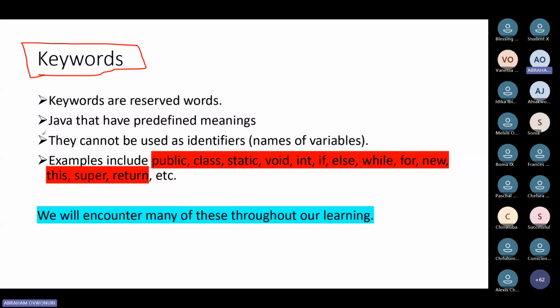So examples, in the case of Java, are public, class, static, void, main, int, if, else, while, super, return, this, and many others. You will encounter them since we wrote our first code. You will see them in action. Keywords are very important.